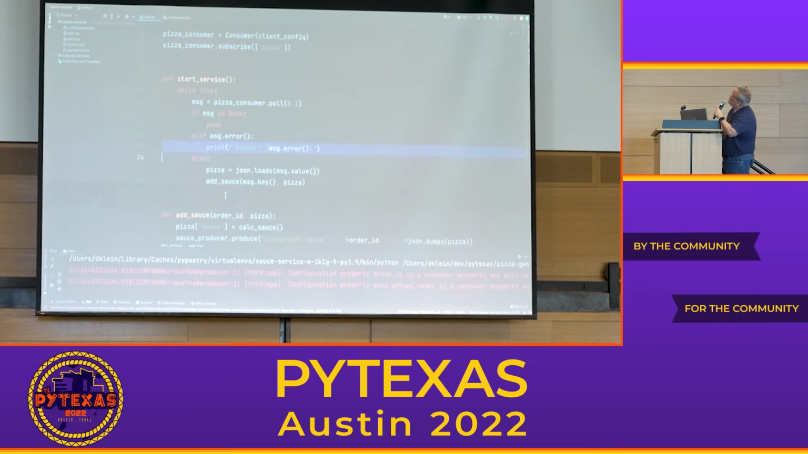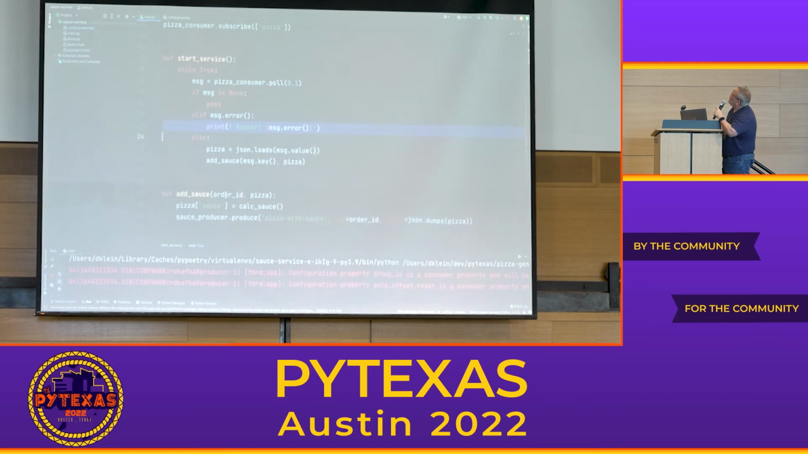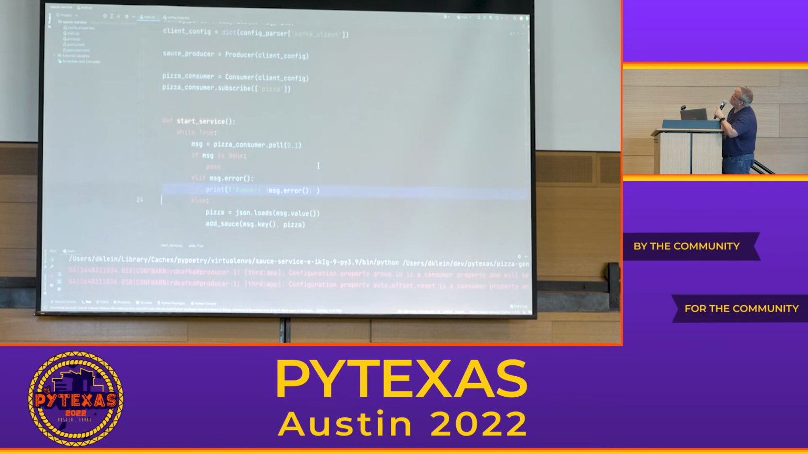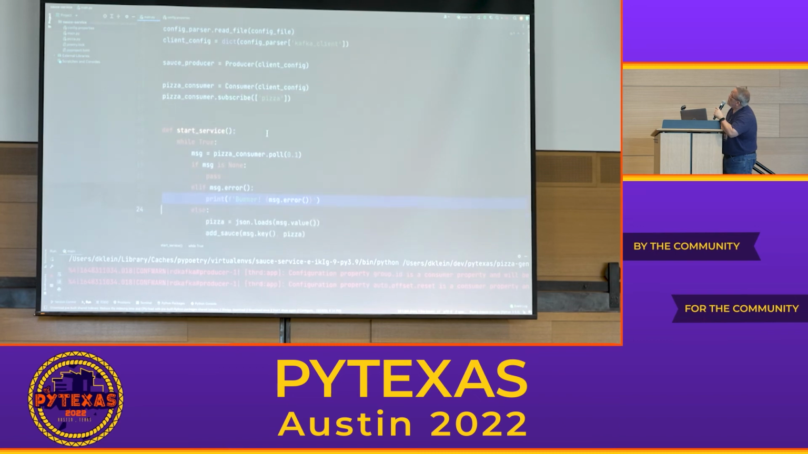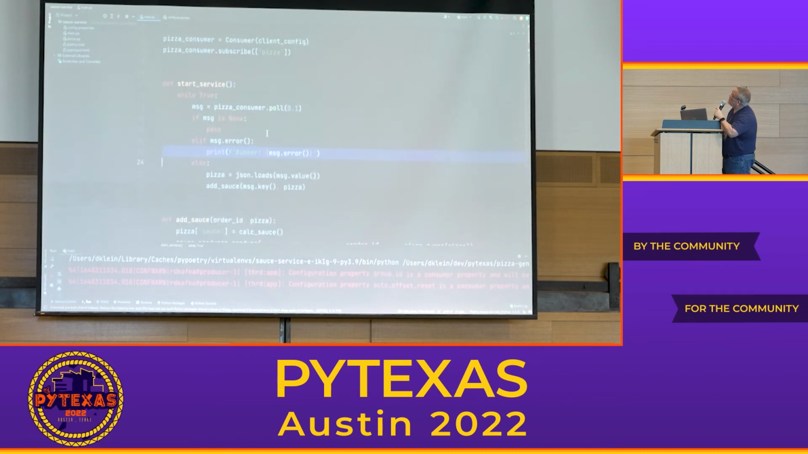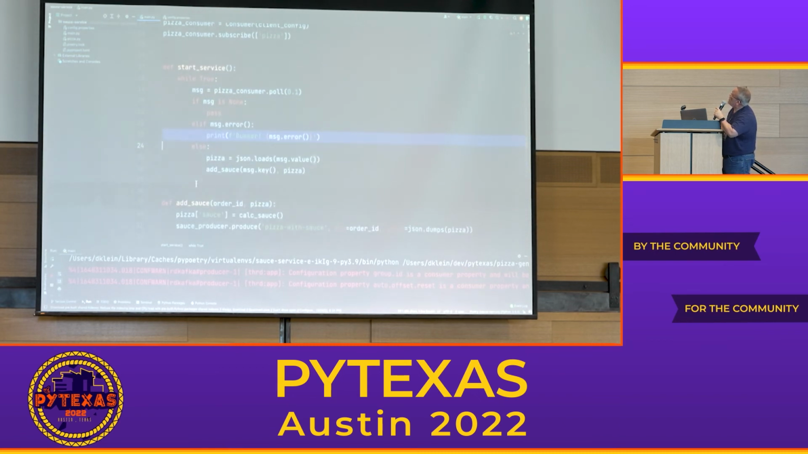And the add sauce function down here calculates some random sauce to put on there, and then calls a sauce producer, which is also defined up above, using the same thing basically, right? You just define it and use the producer constructor to create it using the client config. So we're going to take our sauce producer, and we're going to produce to the pizza with sauce topic using the same key again, and the newly enhanced pizza is going to land in that topic.